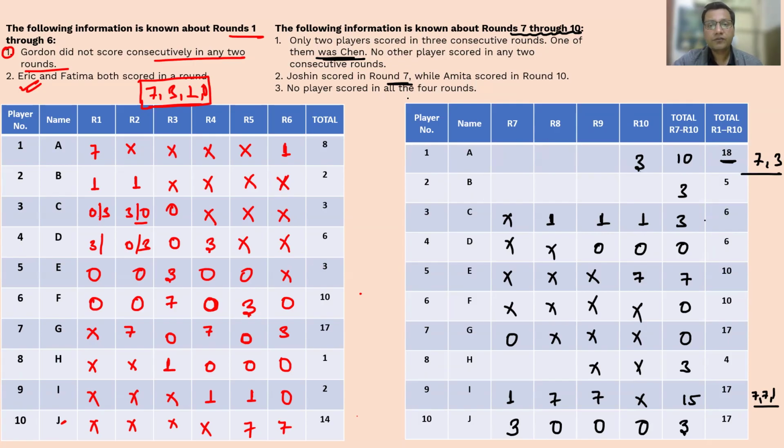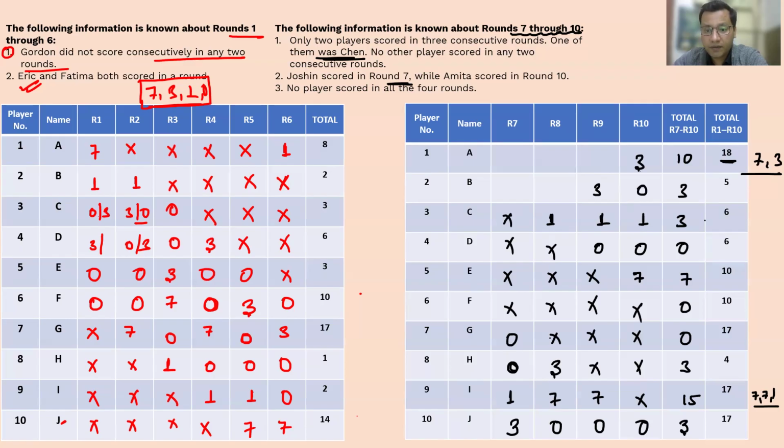Now, no player scored in all the 4 rounds. Now, if you see, we have 1 3. Since we have 3 here, this will be 0. In round 7 we have already a 3, so this will be 0. In that case H will have 3 here. Round 7 has 3, round 8 has 3, round 7 doesn't have any 3 as of now, right? So this will be 3 for sure. This is 3. Now this will be 0 then.